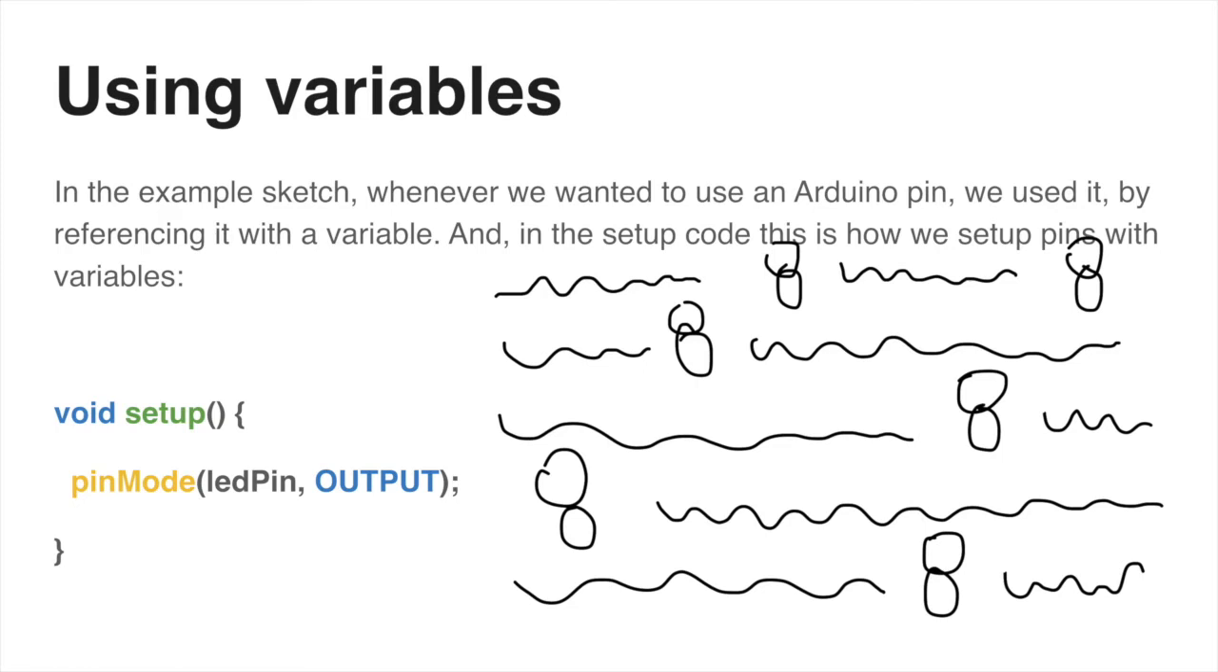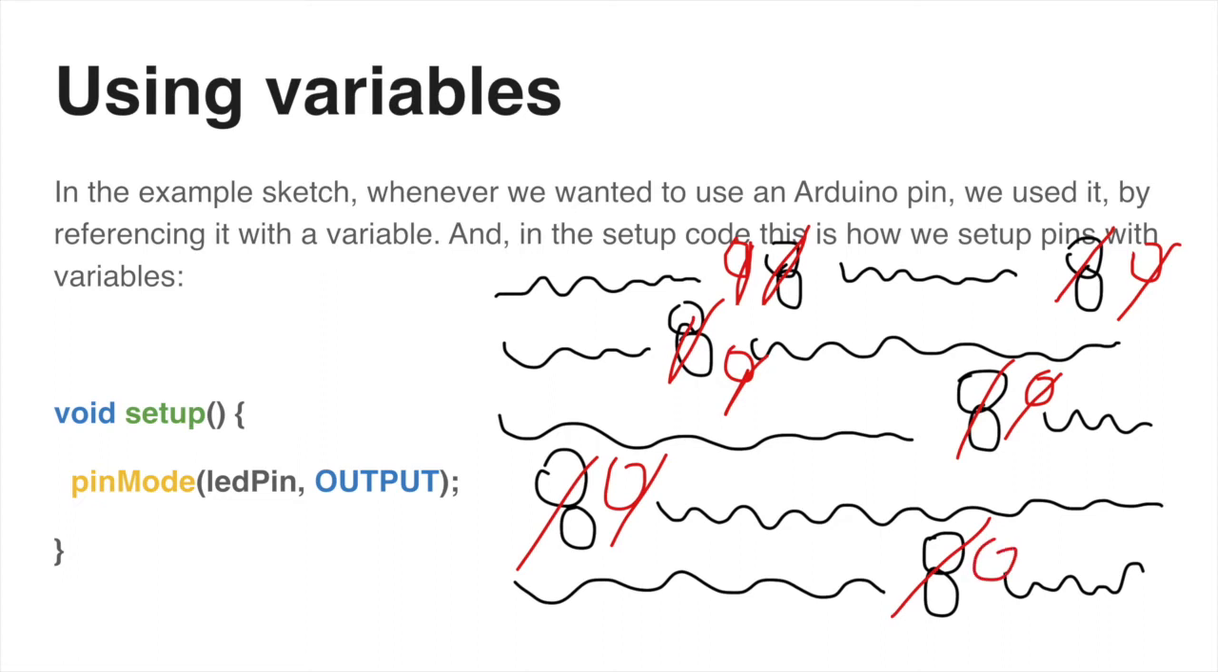Well, guess what? I'd have to go back through all my code, scratch it out, and write in, let's say I wanted to use pin 9, even though it's right next to it for some reason. Pin 9 works, but pin 8 doesn't. I don't know why. So I'd have to go through all this code, cross out the 8, write 9. Okay, that's a lot of work.